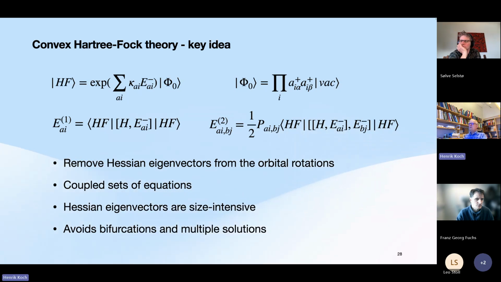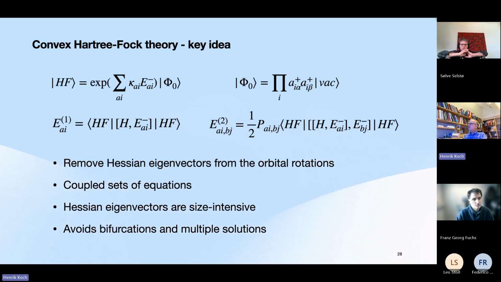So then again, we of course get a coupled set of equations where we have to determine the Hessian eigenvalues, project them out of the parameterization of the Hartree-Fock state, and then minimize the energy in that space. The advantage here is that this process is size intensive, because when you diagonalize the Hessian matrix, it gives you size intensive eigenvalues. And so the eigenvectors are size intensive as well.